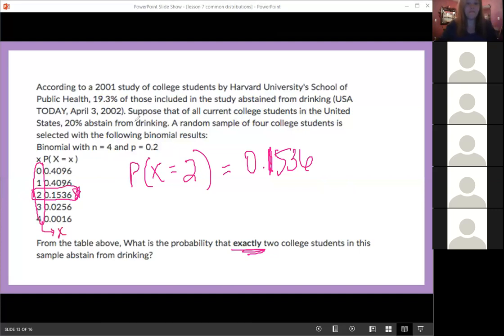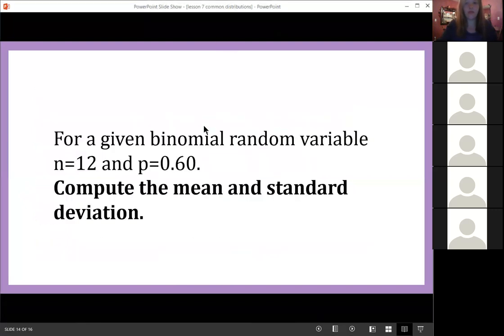All right, so let's do a few more. For a given binomial random variable, n equals 12 and p equals 0.6. Compute the mean and standard deviation of this.